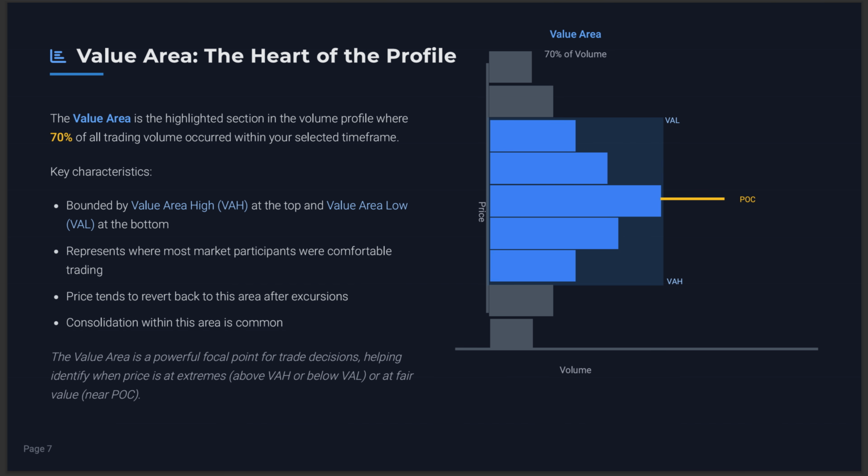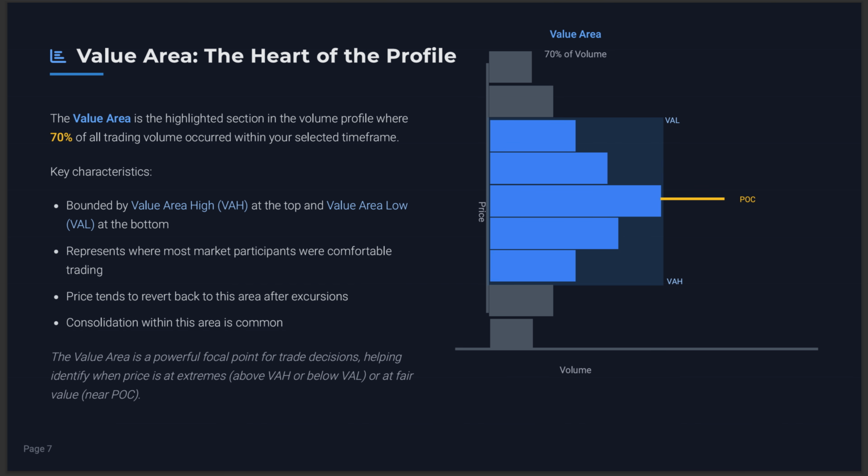The value area encompasses 70% of all trading volume during your selected time period. This isn't a random number. It's a statistical representation of where the market found its equilibrium. Think of it as the sweet spot where buyers and sellers were most comfortable transacting. This highlighted area tells you several critical things about market sentiment.